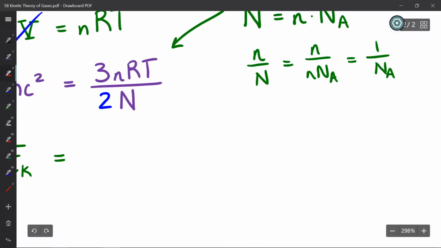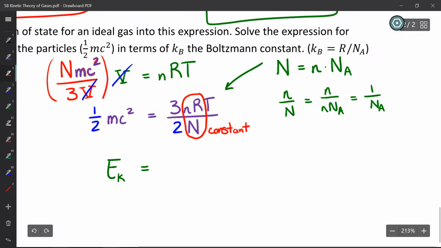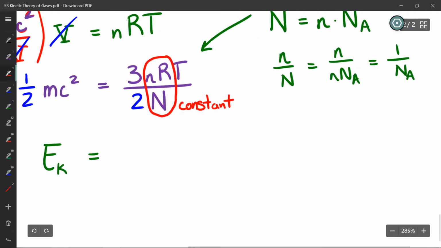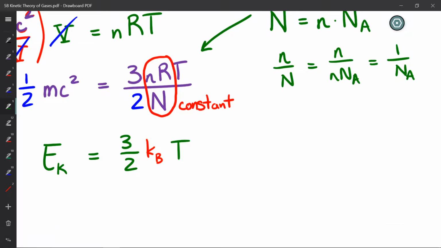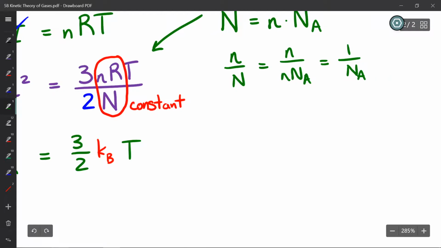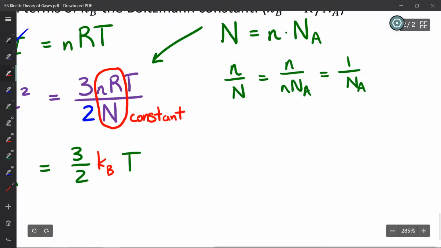Also, the other thing to realize is that all of this stuff here is constant stuff. So what we really want to do is rewrite this constant stuff. It turns out that it's equal to 3 over 2 times this thing called the Boltzmann constant, which is all that nR, number of moles times the gas constant, divided by the number of particles. But I want to show you a little bit more in detail how you get there.